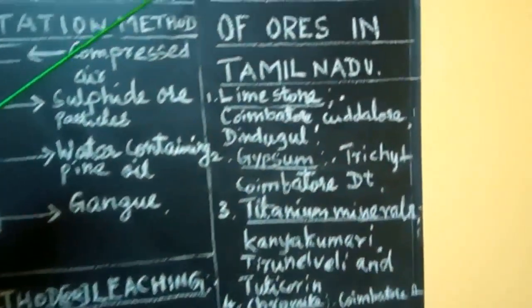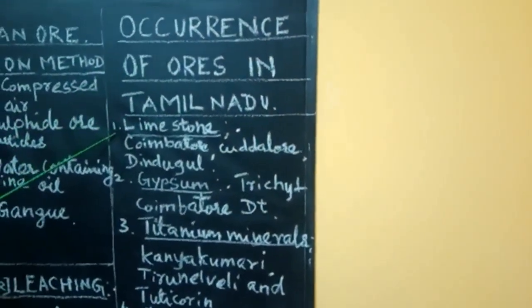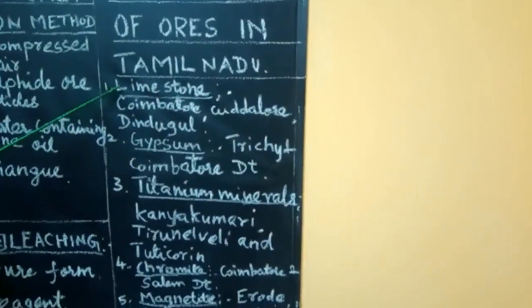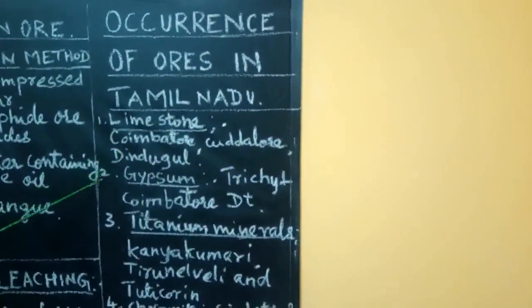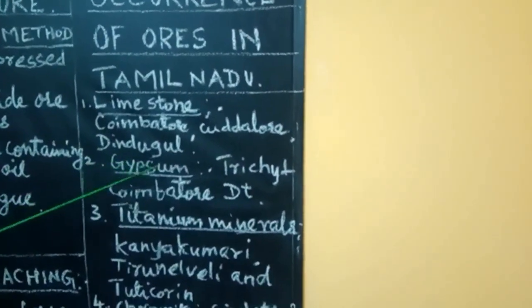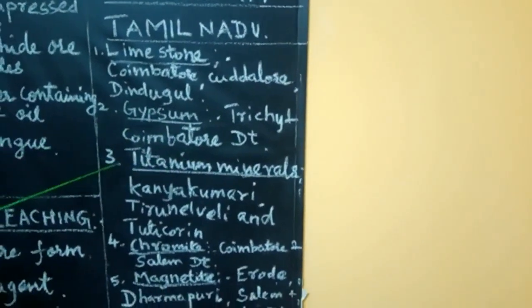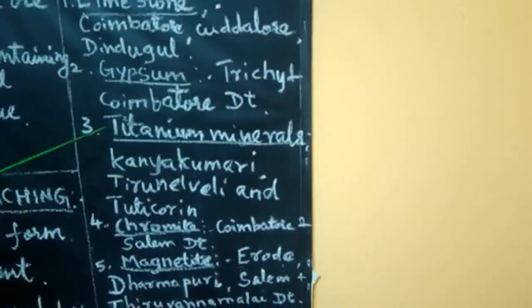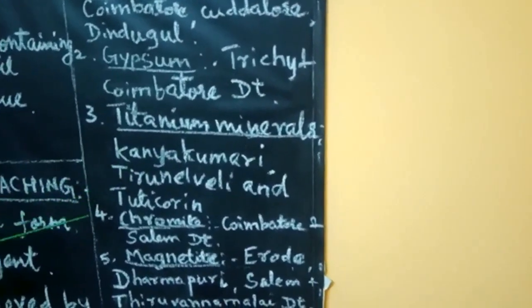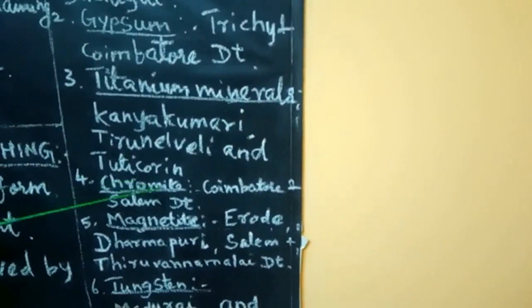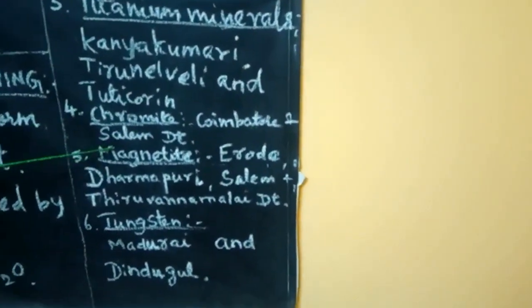Next we are going to see about the occurrence of ores in Tamil Nadu. First one is limestone. Limestone is present in Coimbatore, Cuddalore and Dindigul. Second one is gypsum. It is present in Trichy and Coimbatore district. Third one is titanium minerals. It is present in Kanyakumari, Tirunelveli and Tuticorin. Fourth one is chromite. It is present in Coimbatore and Salem district. Fifth one is magnetite.